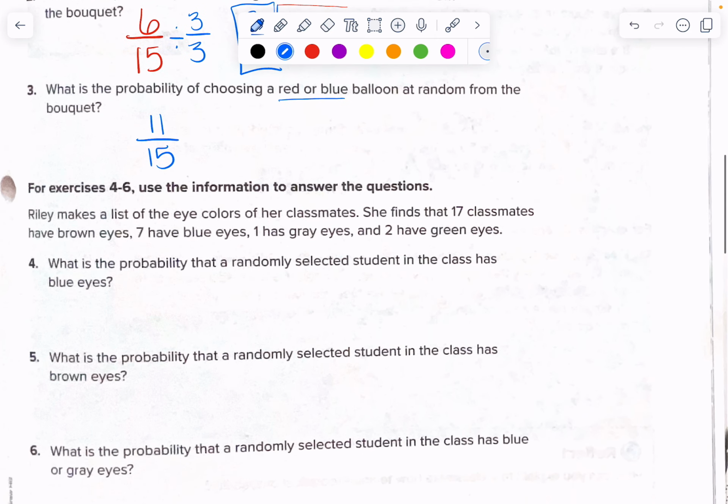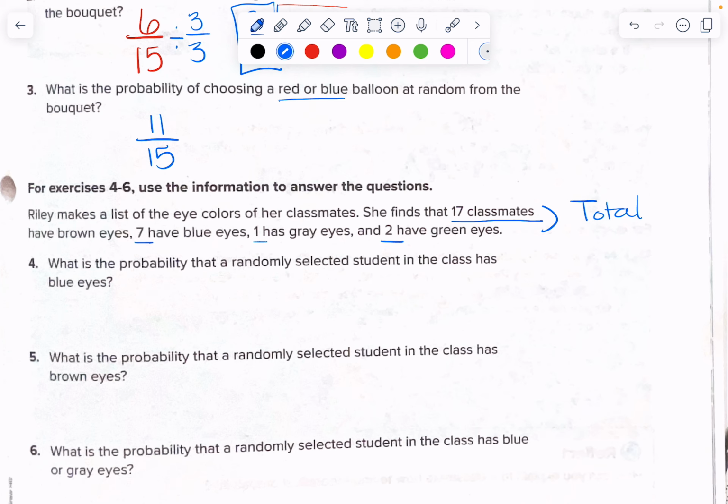For examples 4 through 6, use the information to answer the questions. Riley makes a list of the eye colors of her classmates. She finds that 17 classmates have brown eyes, 7 have blue eyes, 1 has gray eyes, and 2 have green eyes. Again, the first thing that I want to do here is figure out what my total is. To do that, I'm going to add up the different outcomes that I know. So I have 17 have brown eyes, plus 7 have blue eyes. If I add those up, I'm at 24.